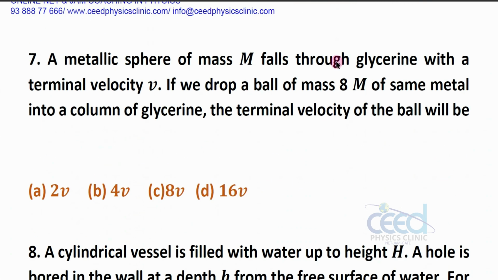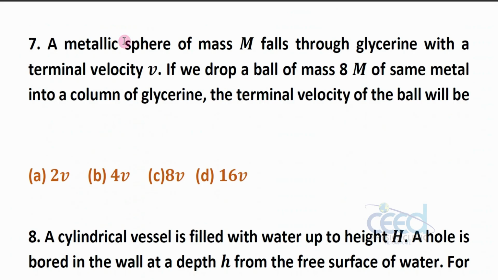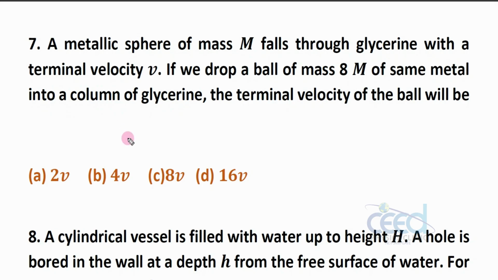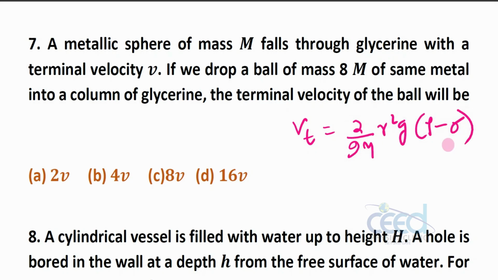The question is, a metallic sphere of mass m falls through glycerin with a terminal velocity v. If you drop a ball of mass 8m of the same metal into the glycerin, what is the terminal velocity? In fluid mechanics, the terminal velocity equation is 2 by 9 eta r square g into rho minus sigma. This formula we derived, right? So Vt is proportional to what, r square only.